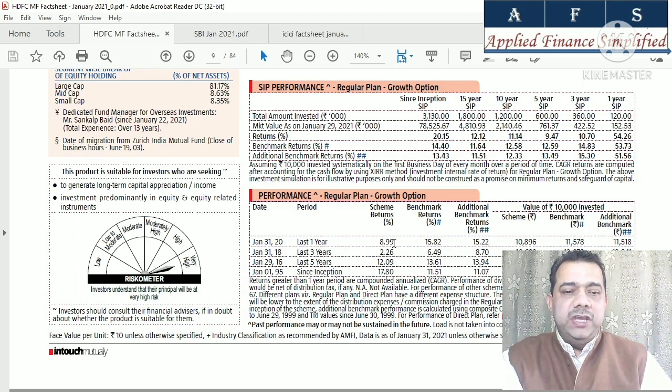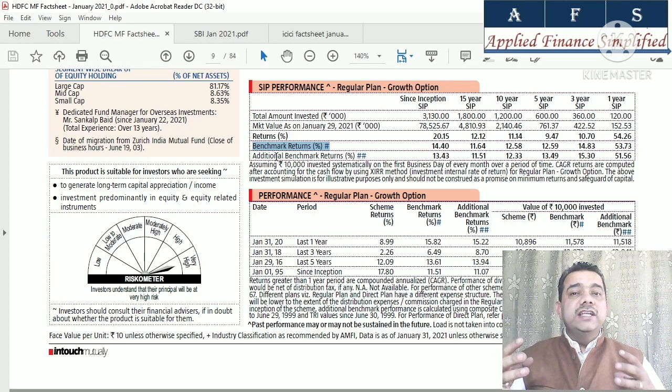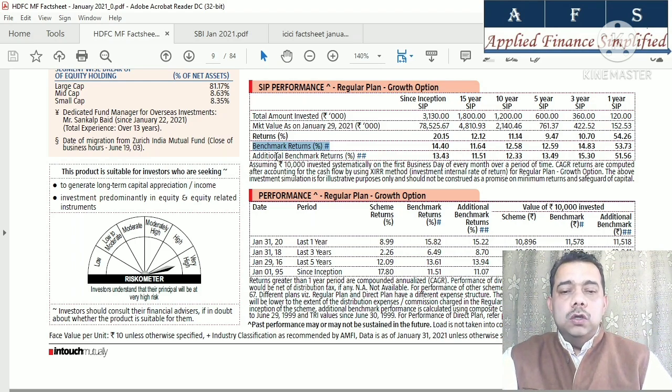However, if you are a SIP investor, you should look at this table. The next and the most important thing is looking at the benchmark returns. If you observe, SEBI has mandated that you can use any benchmark to benchmark the performance depending upon what kind of fund is being benchmarked. So the fund houses are free to choose their benchmark.